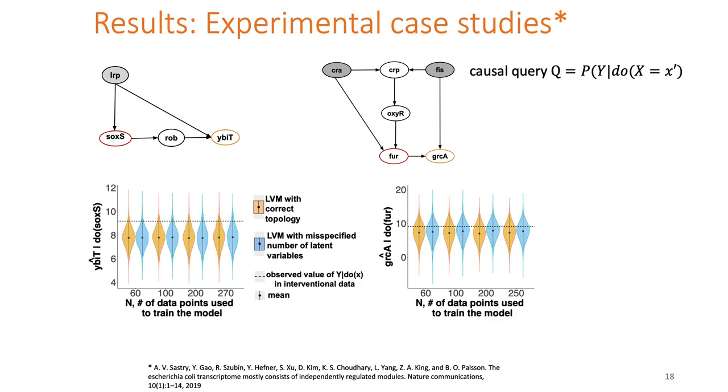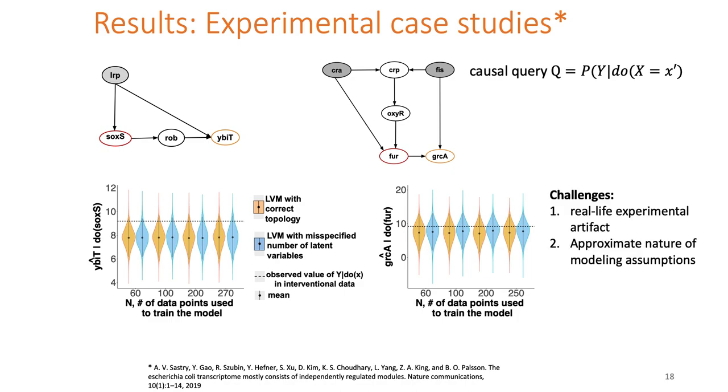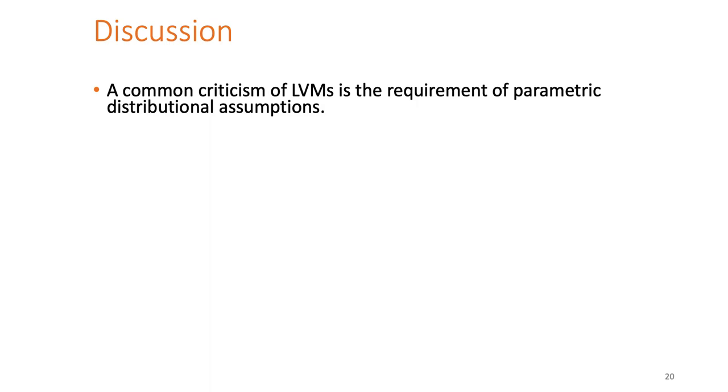We can see that despite real-life experimental artifacts such as dynamic range compression and measurement errors that affected the observational data, and despite the approximate nature of modeling assumptions, the estimated distributions covered the values observed from the experimental interventional data. A common criticism of latent variable models is the requirement of parametric distributional assumptions. We showed that even though the LVMs imperfectly approximated the unknown data generating distributions, the estimates were accurate.